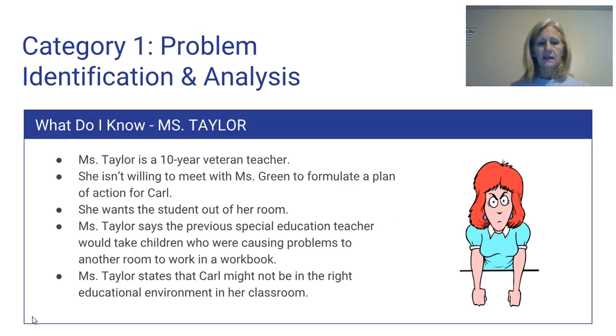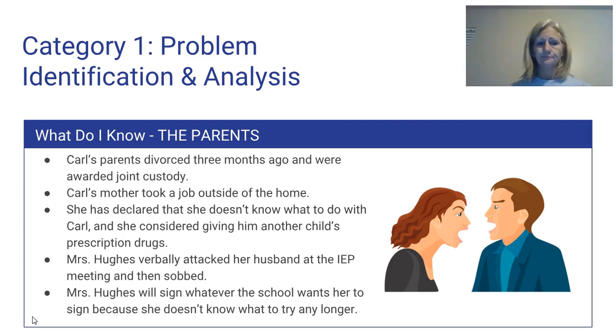What do we know about Miss Taylor? Miss Taylor is a 10-year veteran teacher. She's not willing to meet with Miss Green to help formulate a plan to help Carl, and she basically just wants Carl out of her room. She said at the end of the IEP meeting that the former special ed teacher would just have taken Carl out of the room and taken him to a different place to work in a workbook whenever a student was disruptive, and she expects Miss Green to do the same. She tells the parents that Carl probably isn't in the best environment for his education at the time.